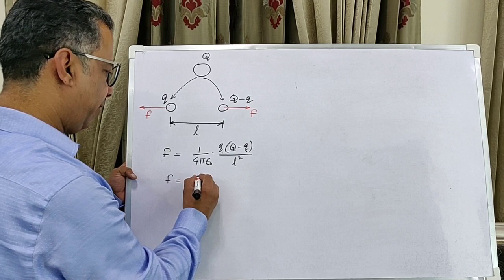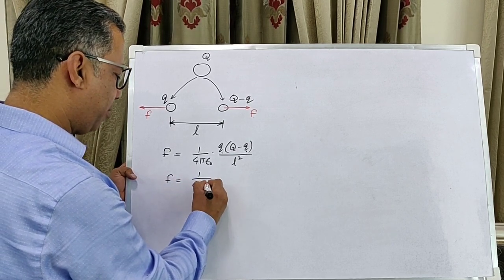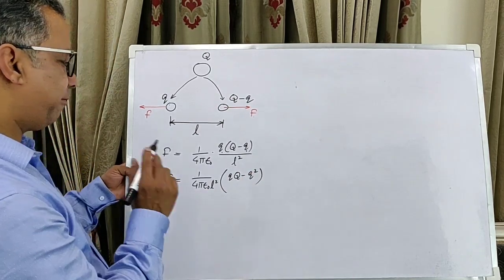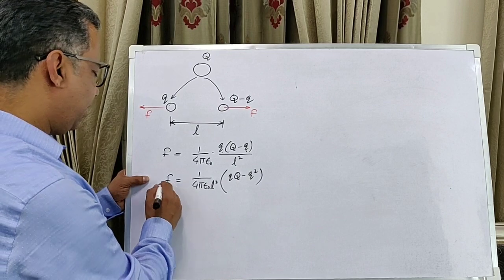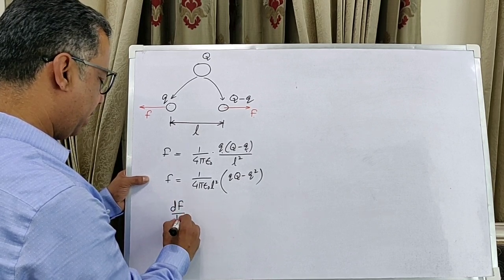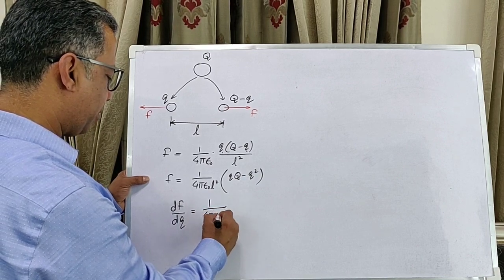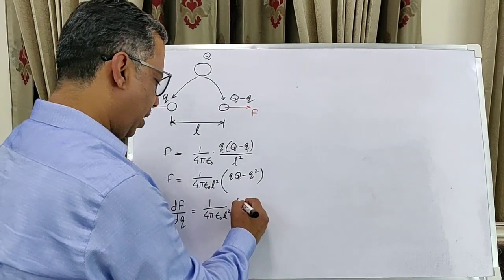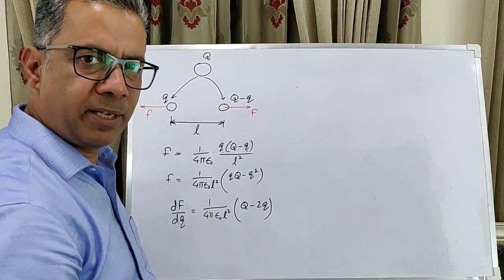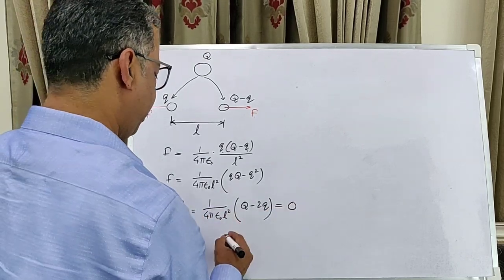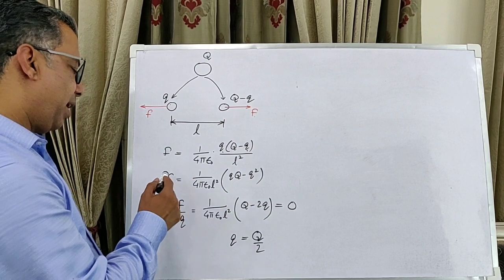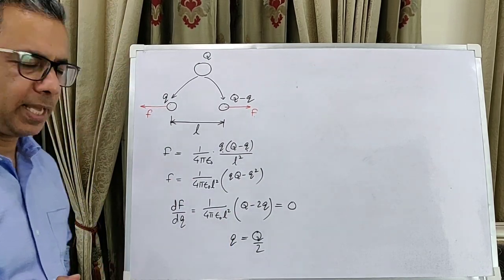So now look at this F here. It is 1 by 4 pi epsilon naught L square. This is constant, and here we have small q into (capital Q minus q) square. This is F. Now F will be minimum or maximum when its derivative is 0. Let's calculate its derivative. dF by dq, we get 1 by 4 pi epsilon naught L square. The constant remains the way it is, and we get capital Q minus 2q. And so this is the derivative. For maxima or minima, the derivative has to be 0, and therefore small q comes out to be capital Q by 2.